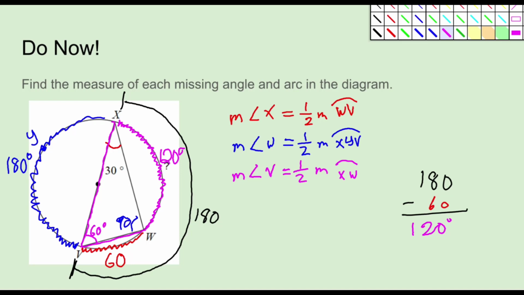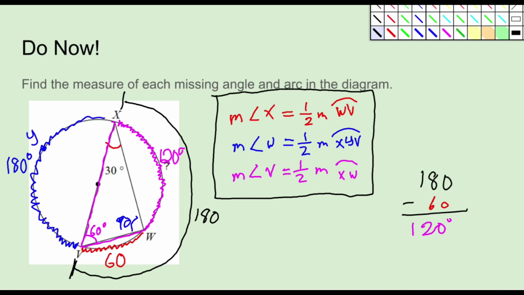All right, so this is a challenging problem, but again, you're just using your arcs and angles to find each other. So the relationship that we have here is, this is what you need to know. And the hard part is trying to see it. After you do a few problems, you'll be able to see it a lot better. But I see that the 90 goes with the 180, the 60 corresponds to the 120, the 30 corresponds to the 60. All right, so I hope that helps.